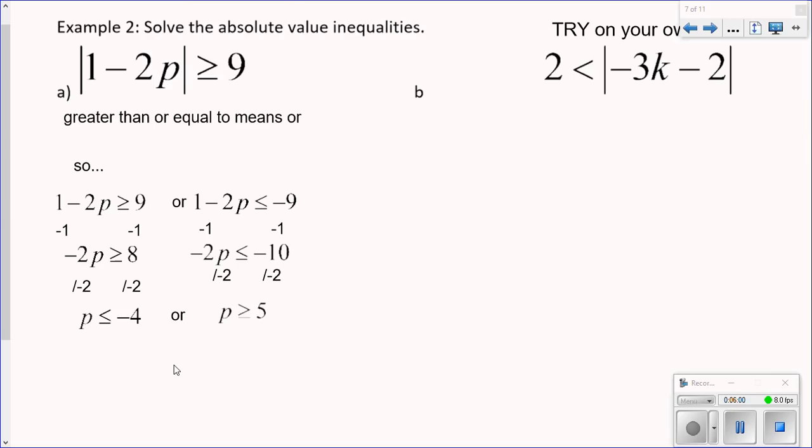So, part b, try this on your own. Here's my hint for you. Flip this whole inequality so the absolute value is in the front, so it looks like this. That way you can tell what kind of statement it is, because you always need to have it as absolute value, inequality sign, number, to figure out if it's an and or an or statement. So solve this one.